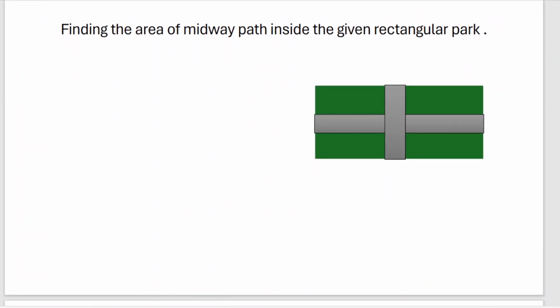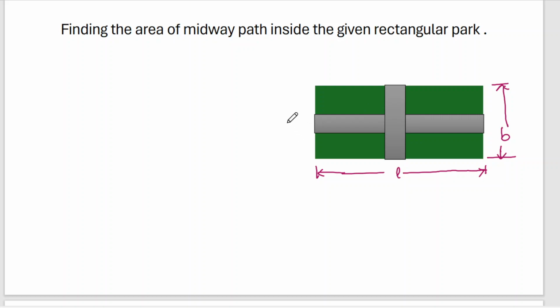Finding the area of midway path inside the given rectangular park. Now we have a park whose length is L. From here to here it is L, and from here to here it is B. So the length and breadth of the park are given, and we have to construct the midway path. That means this way and this way we have to construct this path.